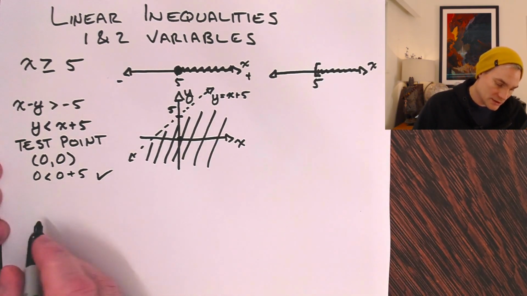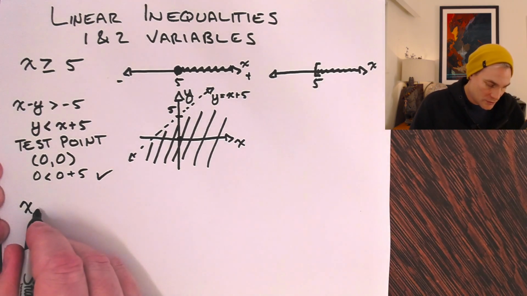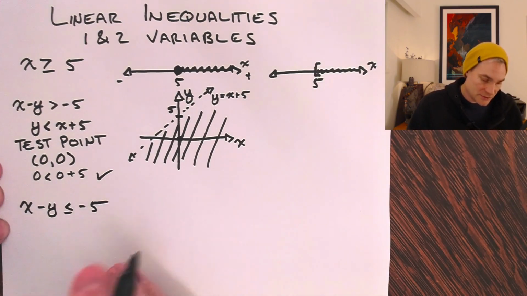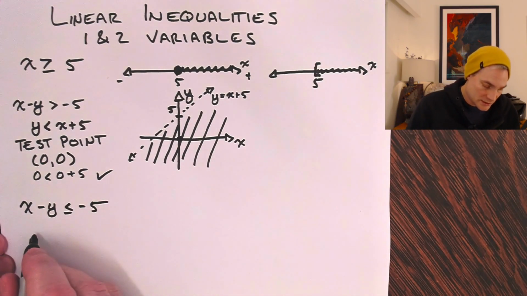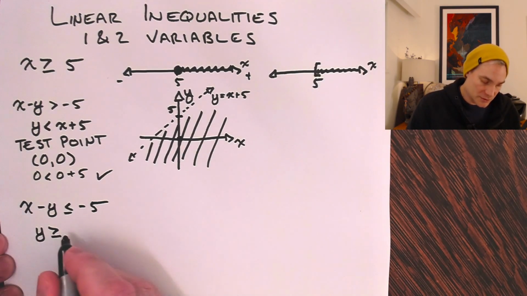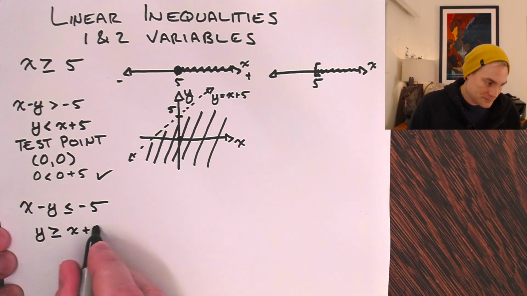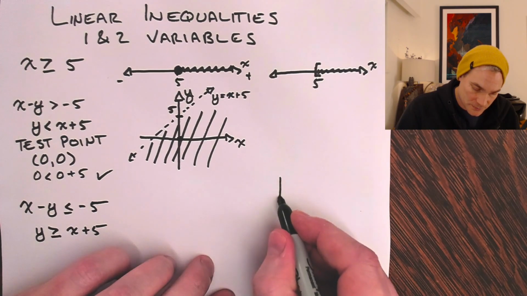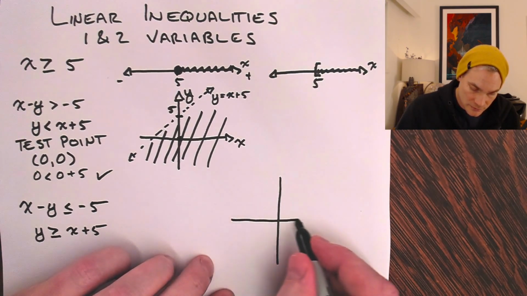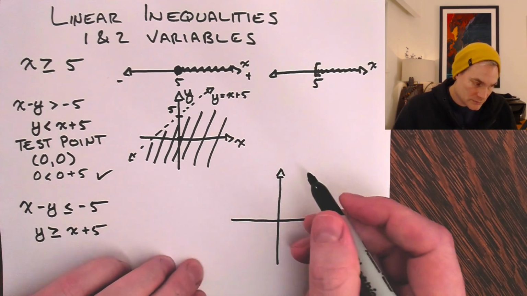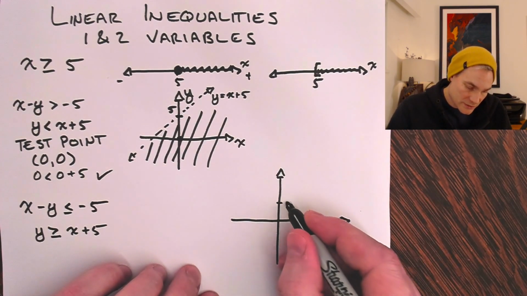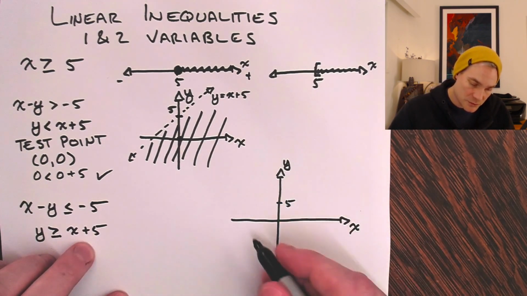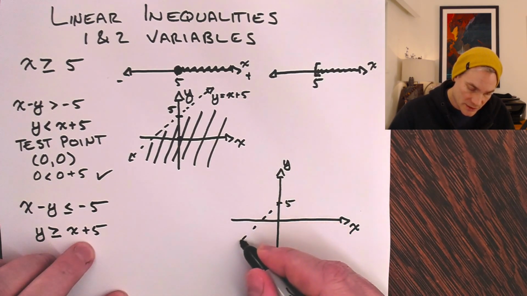So what if we had something ever so slightly different? Y minus x is less than or equal to -5. So we'd solve for y again. So now what we have is y is greater than or equal to x plus 5. So if we do a graph for this one, let's do the graph a little bit over. So now we have our y-intercept of 5. And we know the line is going to be like this.